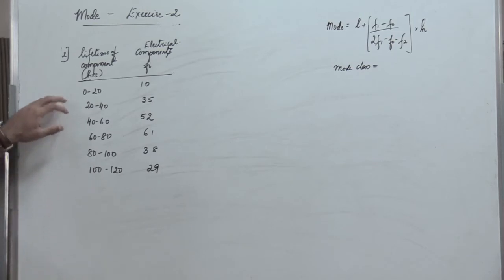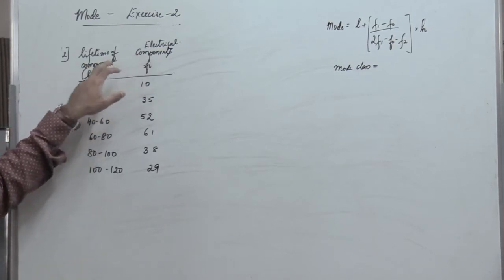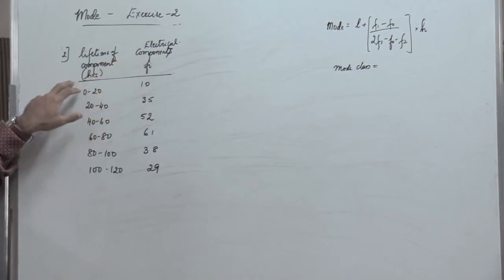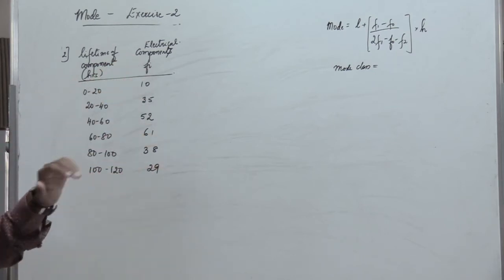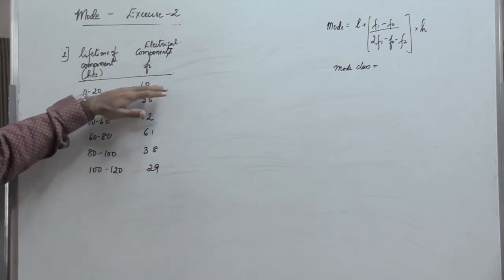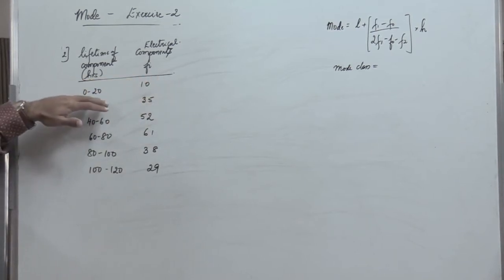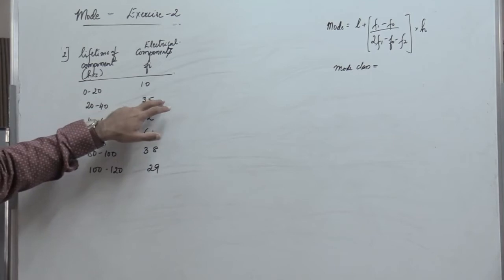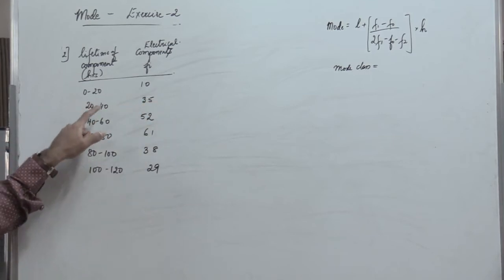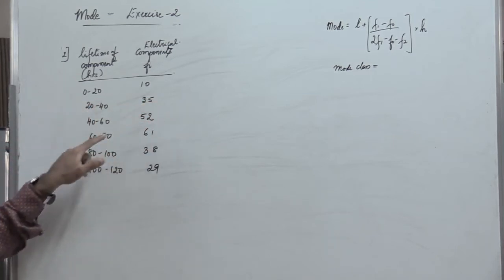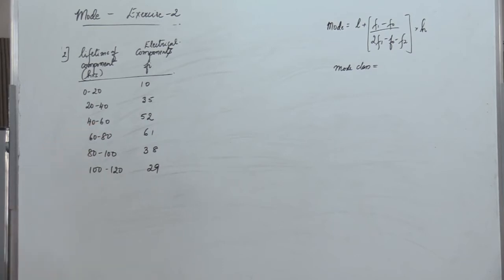In the second problem, we have the lifetime of the electrical components given in hours. We find that there are 10 electrical components whose lifetime ranges between 0 and 20 hours, 35 components having a lifetime of 20 to 40 hours, 52 components having a lifetime of 40 to 60 hours, and so on. So we need to find the mode.